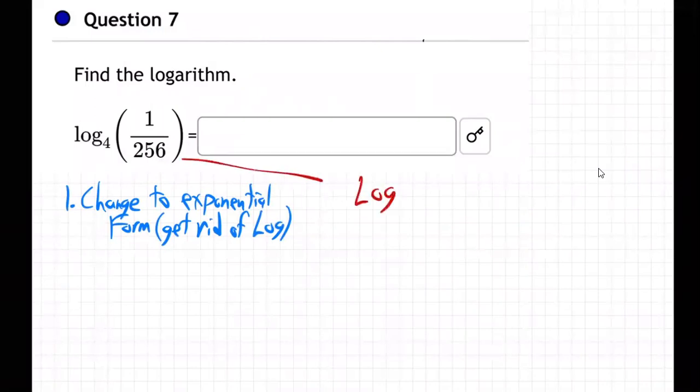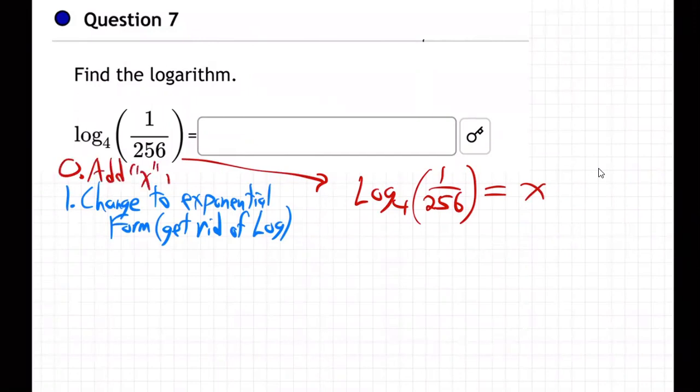Let me actually rewrite the question. It's log base 4 of 1 over 256. Now there's nothing on the other side. There's just a blank. So let's just put an X over there. So maybe that was step 0: add X on the right side. We've got to have something we're saying it's equal to. Call it X.